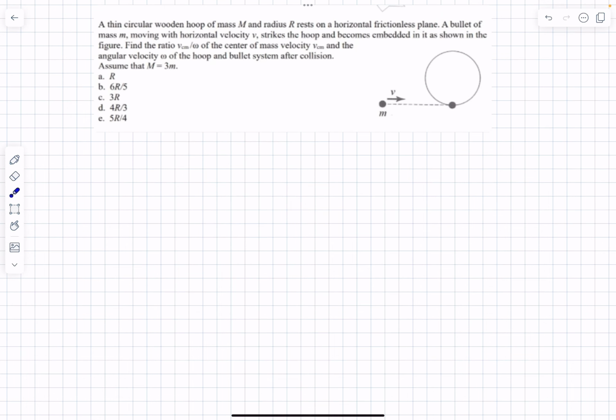Okay guys, so in this problem we have a thin circular wooden hoop whose mass is capital M and radius is capital R. It rests on a horizontal frictionless plane. A bullet of mass m that is moving with a velocity of v strikes the hoop and it becomes embedded in it as shown in the figure. Find the ratio of the center of mass velocity vcm and the angular velocity omega of the hoop and bullet system after collision. And the mass of the hoop is 3 times the mass of the bullet.